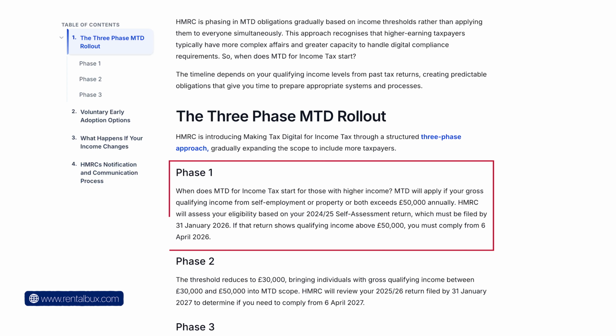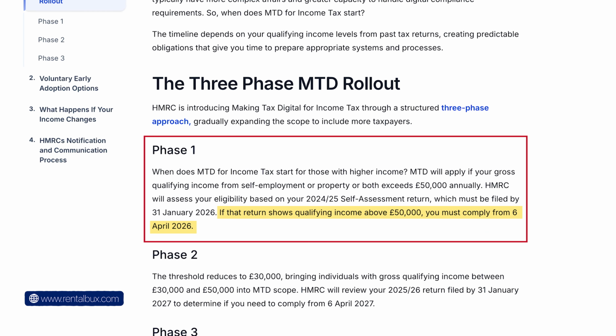The 3 thresholds. Now, let's talk about the thresholds because MTD isn't a single deadline, it's rolling out in 3 waves. Wave 1, April 2026. If your qualifying income from the 2024 to 2025 tax year was over £50,000, you are in the first wave. You need to be using MTD compliant software from 6th of April 2026.